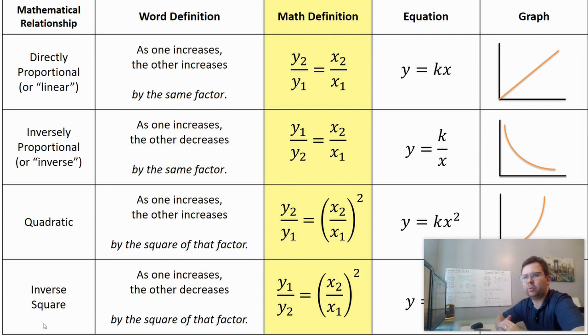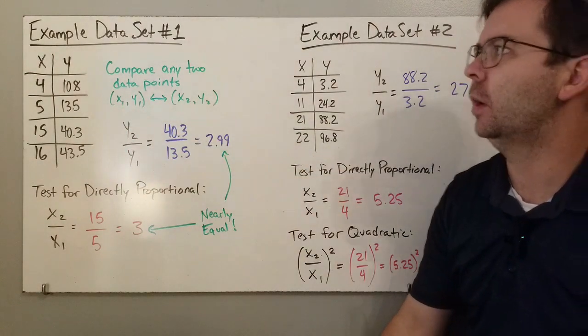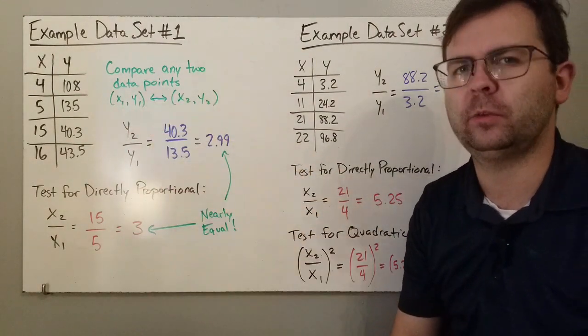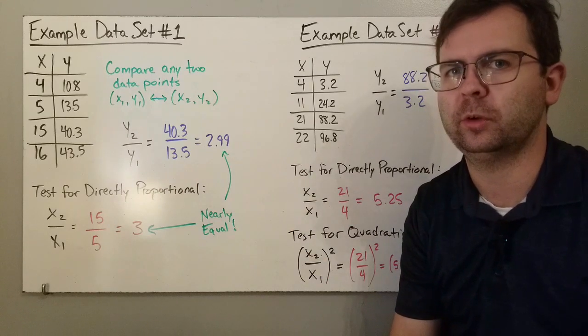So you're welcome to look at the definitions here, but I want to actually see some examples of these. So let's look at some example data sets. Here's the first data set. We've got 4 data points. You need at least 4 data points to really be able to tell if there's a mathematical relationship.